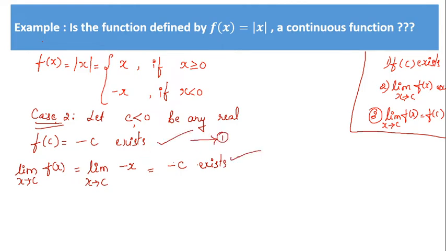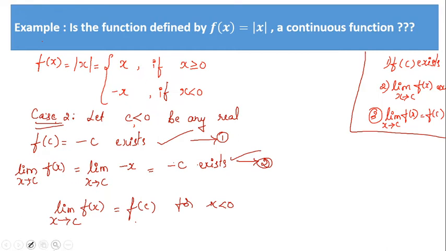So from 1 and 2, what we can see, both are equal. So limit of f of x as x tends to c is equal to f of c. So the given function is continuous if your real number is less than 0. Okay, so we are done with two cases. Now what might be the third case, students? So you can generalize it as for any real x less than 0, the function is continuous.